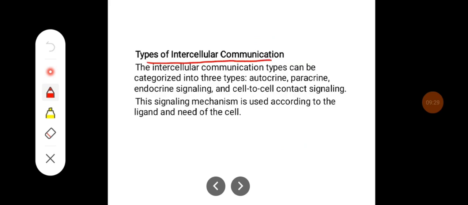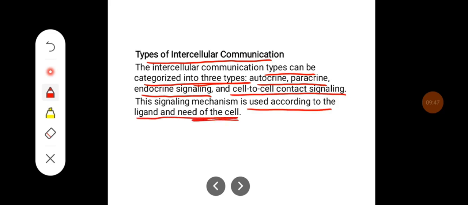Types of intercellular communication. Intercellular communication can be categorized into 3 types as described: autocrine, paracrine, endocrine signaling, and also cell-to-cell contact signaling. This signaling mechanism is used according to the ligand and need of the cell.